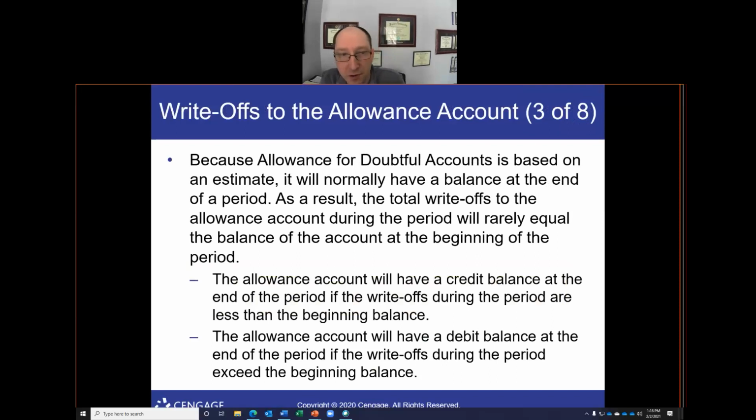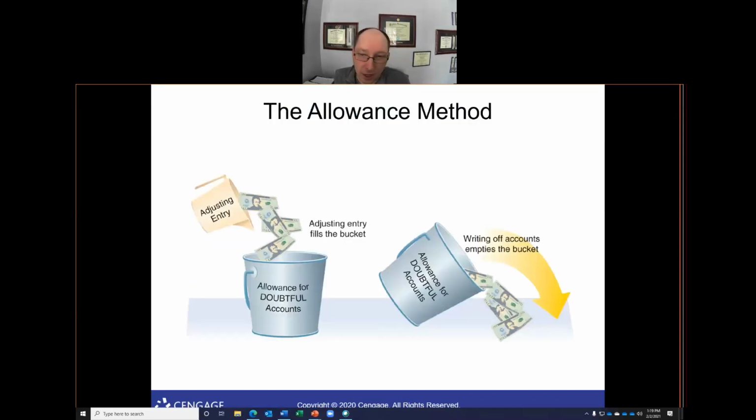Because allowance for doubtful accounts is based off of an estimate, we'll normally have a balance at the end of the period. As a result, we write off that balance. The allowance account will have a credit balance if it's less than the beginning balance, and it'll have a debit balance if it's more than the beginning balance. It gets a little complicated. You don't have to worry too much about it. We're not going to dive too deep in this class on this, but it's just important to understand how the concept works.